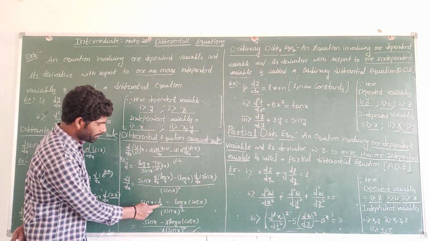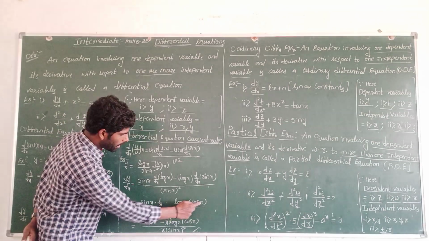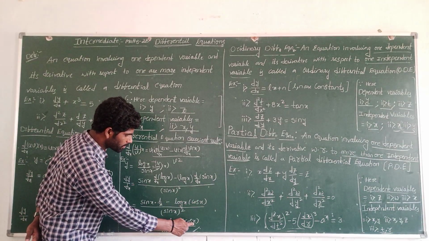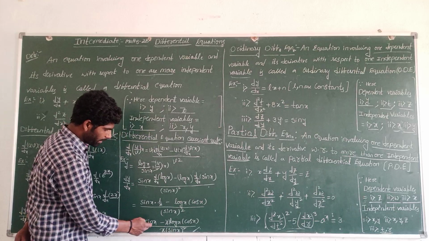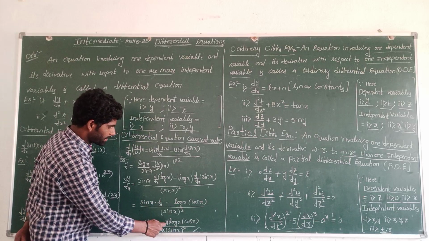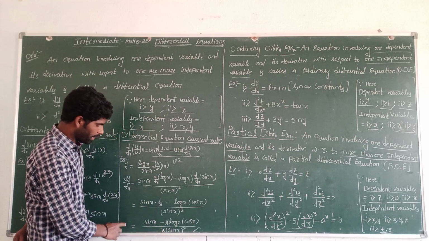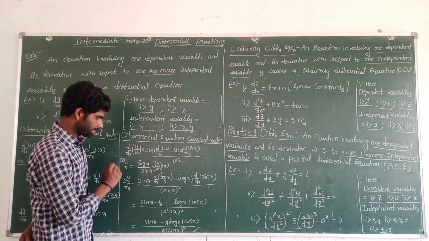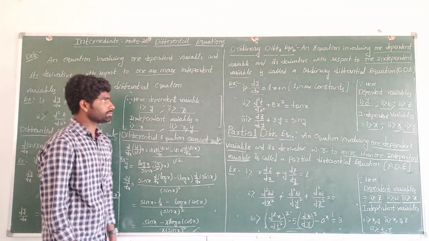So here we take the LCM with the x. Sin x as is there. x into log x cos x divided by x sin x whole square. Taking the LCM x, x into log x into cos x divided by x sin x whole square is the dy by dx. Like this we are solving the quotient rule.